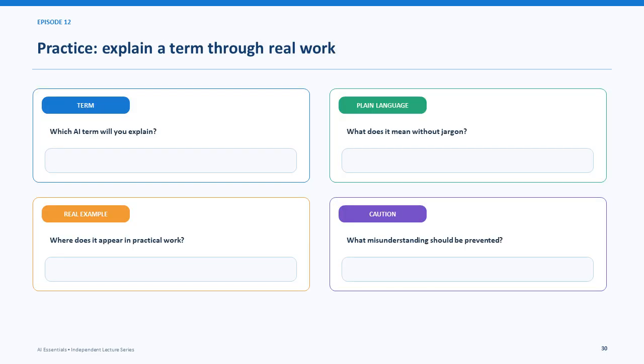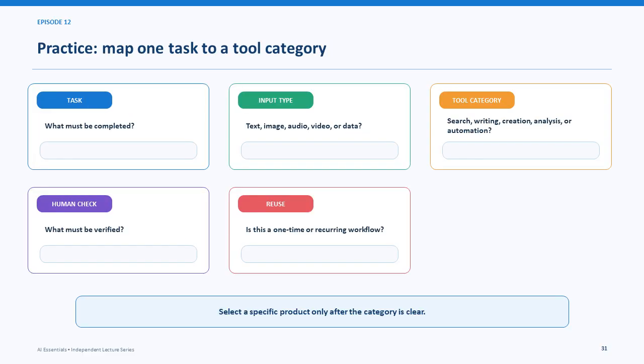Practice explaining one term through real work. Define what it means, provide a practical example, identify when it is useful, and state what misunderstanding should be prevented. Map one real task to a tool category by describing the work, source material, required result, privacy or rights concerns, and the person who reviews it. Select a specific product only after the category is clear.